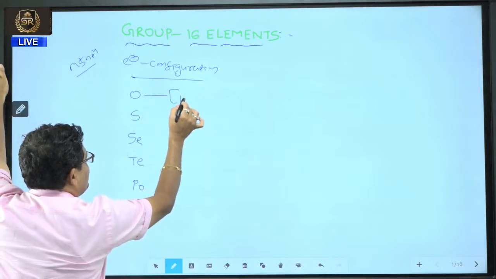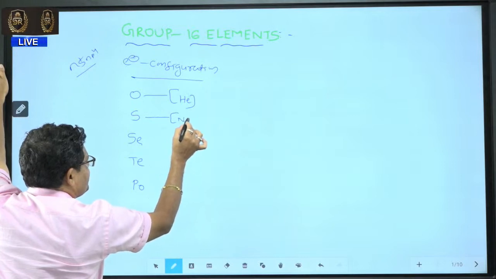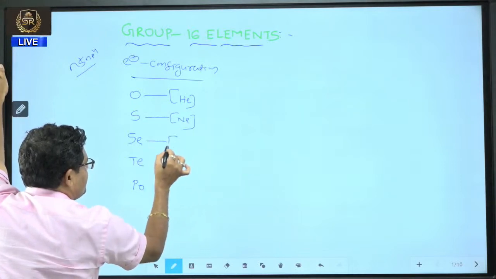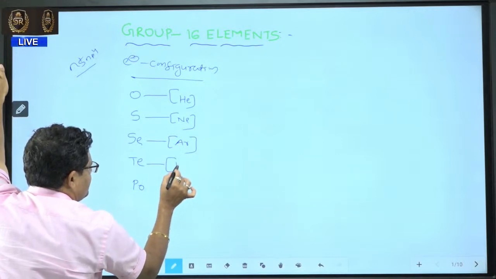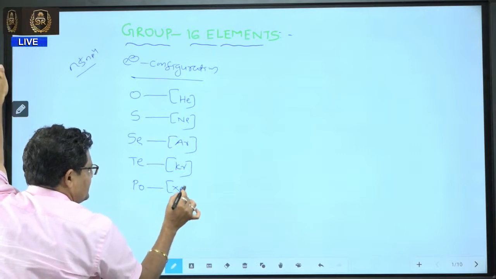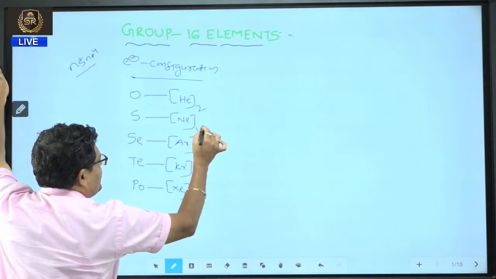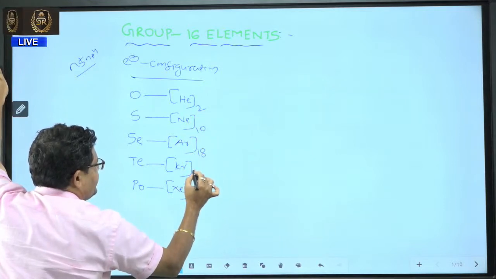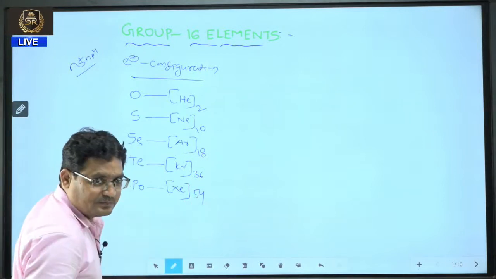Zero group elements are helium, neon, argon, krypton, then xenon. Helium atomic number is 2, neon 10, argon 18, krypton 36, xenon 54.